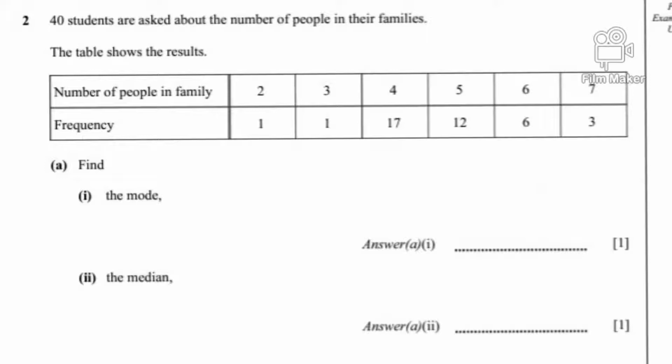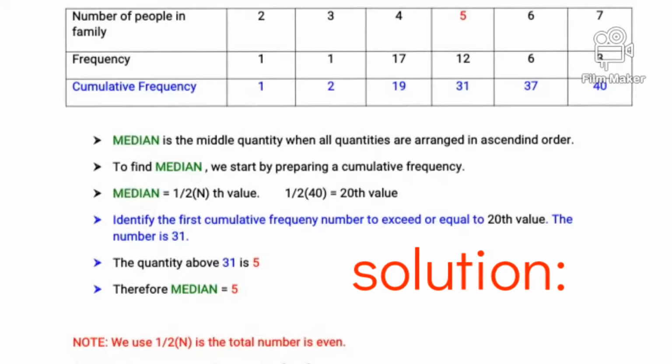We are now moving on to part A2. Find median, 1 mark. Median is the middle quantity when all quantities are arranged in ascending order. By ascending order, I refer to the order from the smallest quantity to the highest quantity. So to find median, we start by preparing what we call a cumulative frequency. I have drawn the cumulative frequency under the third row, represented by the blue ink.